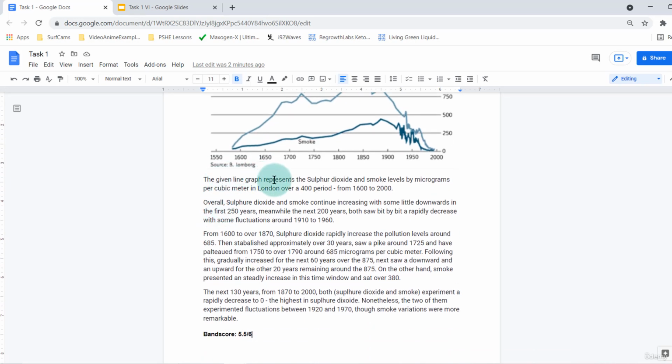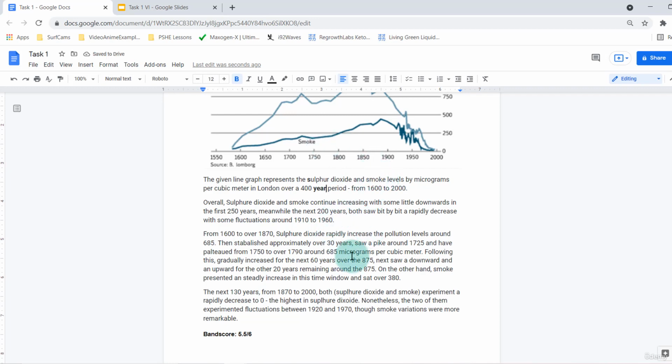Okay, so the given line graph represents the sulfur dioxide. So straight away, this is a common error that many students make. And I'm going to leave it in bold where I make changes. Capitalizing when not required. And that's an error that I see a lot of. So unless there's a need for a capital letter, for example, with proper nouns, we don't need to capitalize these things. So the given line graph represents the sulfur dioxide and smoke levels by micrograms per cubic metre in London over a 400-year period. 400 years, so I even added the word in there that was missing.